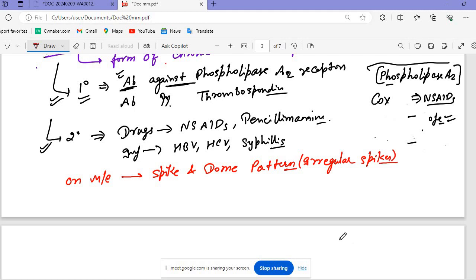We studied that there is subendothelial deposition seen in the case of PSGN. But here, on electron microscopy, what we will see is subepithelial deposition. Subepithelial means below the podocytes.